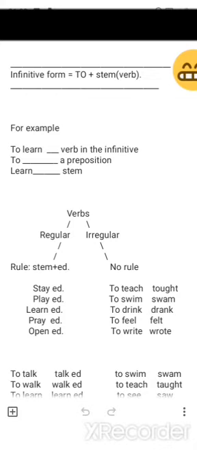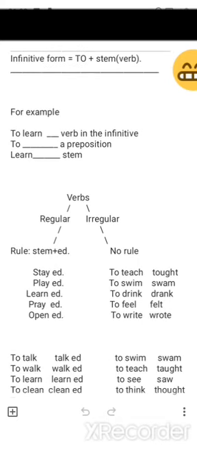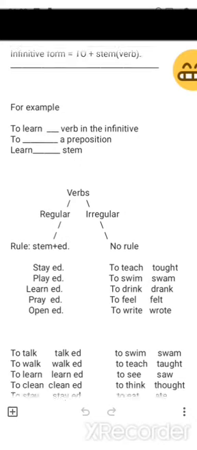And we said that the infinitive means that the verb is not conjugated. It is preceded by the preposition to plus the verb, and we refer to the verb by stem. For example, to learn is a verb in the infinitive. To is a preposition and learn is the stem. Nice.